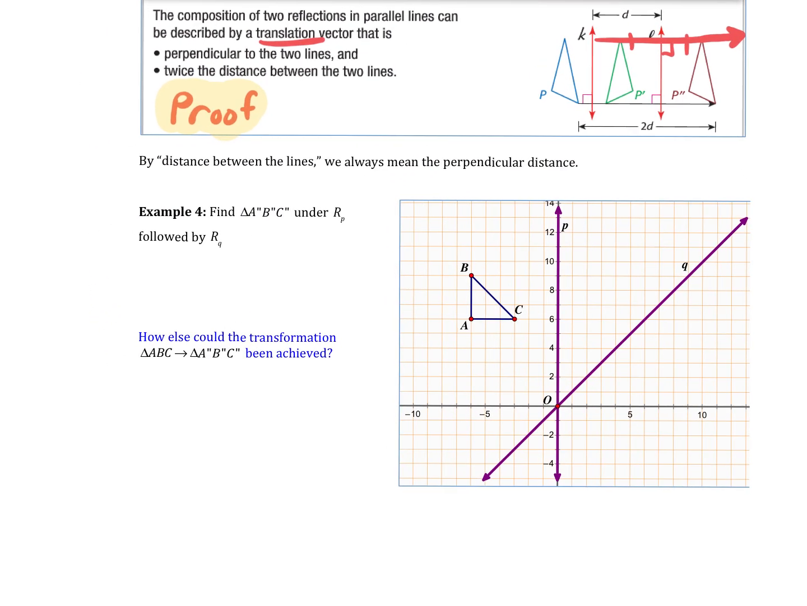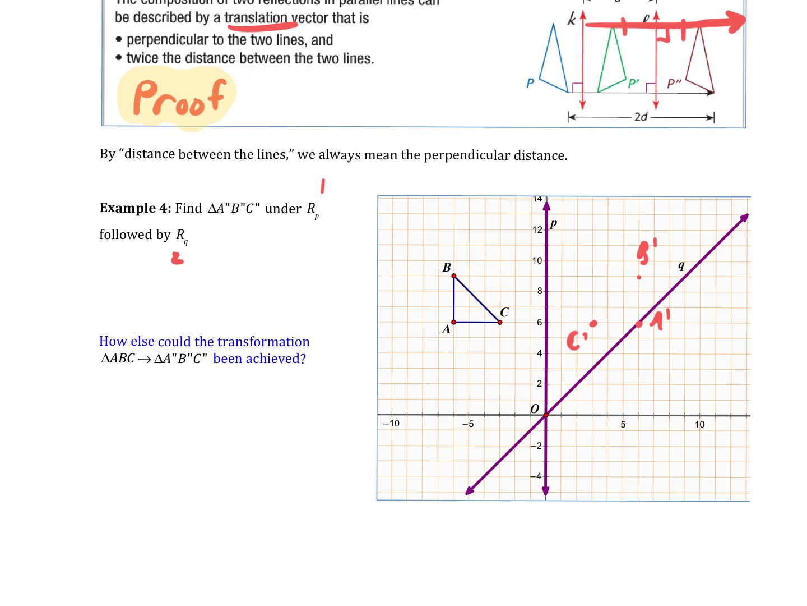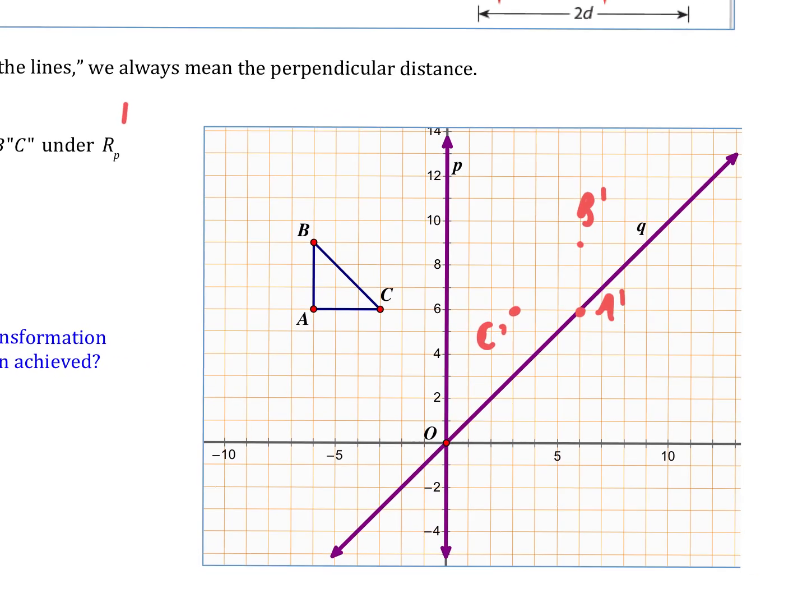All right, reflect this over P first and then Q second. So reflect this over P, I can just do this kind of by eyeball. This isn't going to take long. That's A prime, that's C prime, and B prime is right above A prime, right? So this is B prime. Then I reflect that over the other line, reflect that over Q. A prime stays in the same place. C prime is going to go here to C double prime.